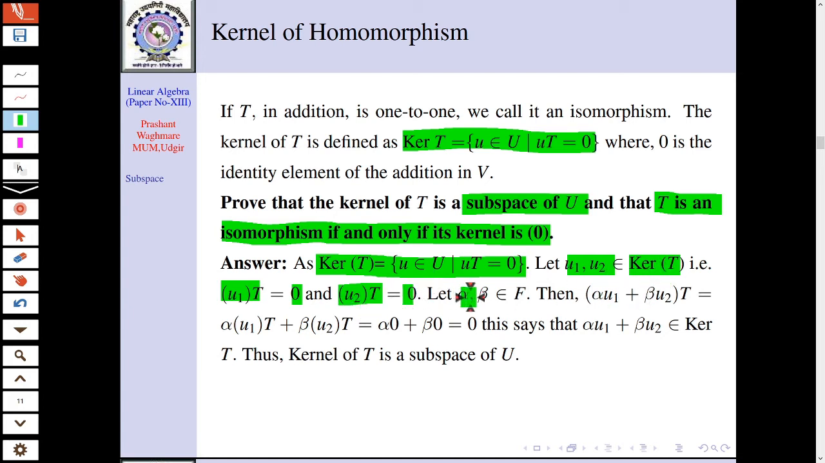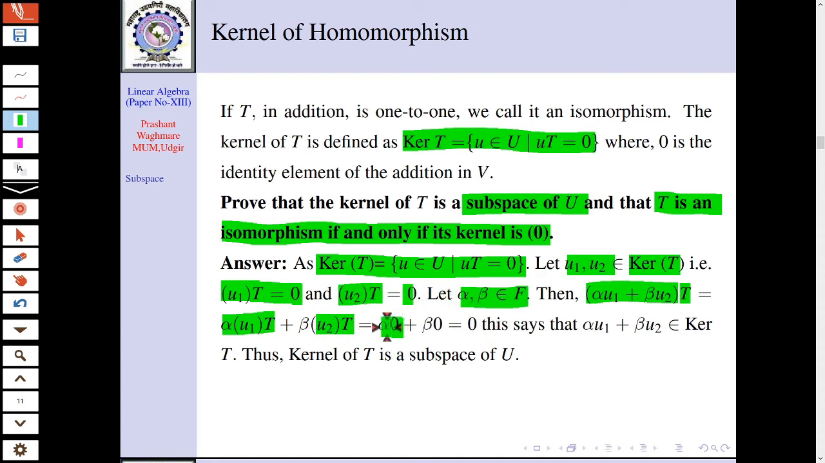And let us consider two scalars from the field F. Then calculate this one, T of alpha u1 plus beta u2. As T is given to you, which is a homomorphism, you can separately operate T over alpha u1 and over beta u2. That means it is equal to alpha into T of u1 plus beta into T of u2. But what is T of u1? T of u1 is 0 here. What is T of u2? T of u2 is 0 again.